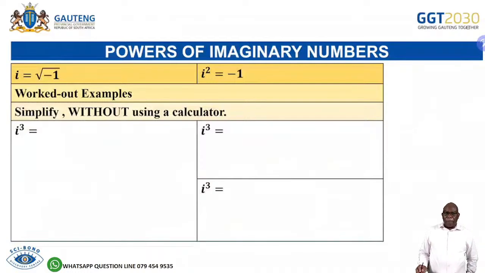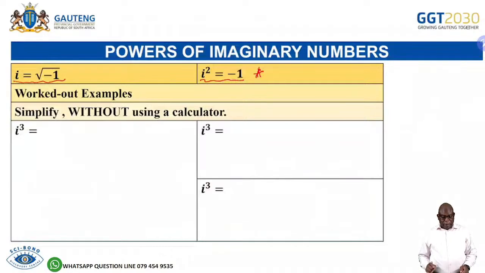Now, back to grade 10. In grade 10, you did understand that i is equal to the square root of negative 1, or i squared will be equal to negative 1. Very, very important that we understand that, because when you do the activities, wherever we have i squared, we must change that i squared to negative 1. Now, let's simplify without using a calculator, obviously.